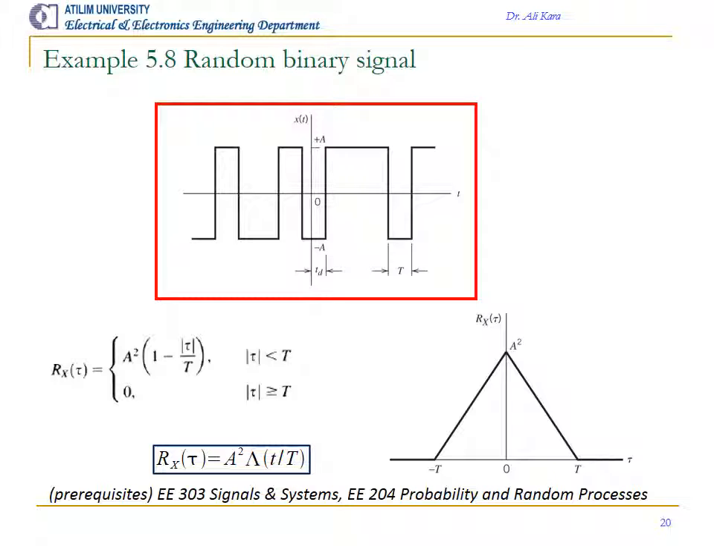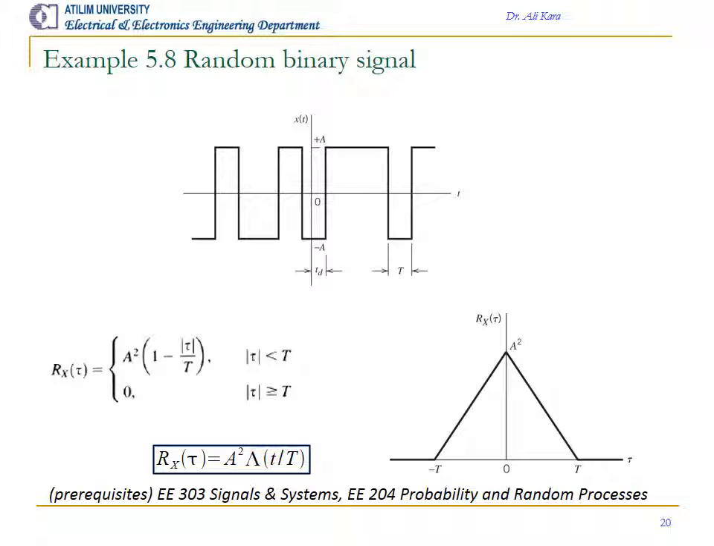When calculating the autocorrelation function of this random binary signal, if we average out the effect of t_d, we find the following autocorrelation function. Rx of tau is equal to A squared times the triangular function of tau over T, where A is the amplitude of the bipolar binary signal function and T is the signal period.